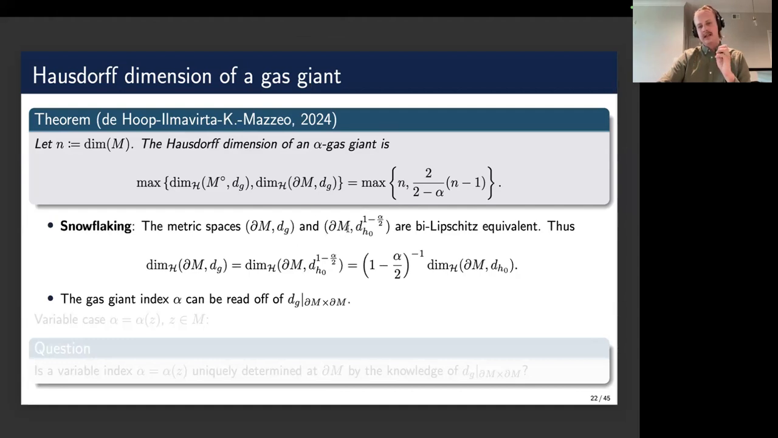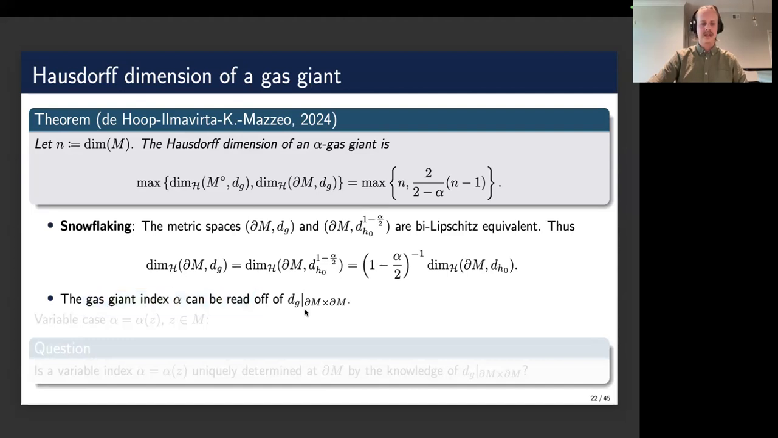And now this is a simple computation using the previous lemma. Our previous lemma states that these two metric spaces will be Lipschitz equivalent. Thus, they have the same Hausdorff dimension. And then there's this so-called snowflaking type of thing, that the Hausdorff dimension of a metric raised to some power, you can just flip the power to the front and put a -1 power there, and get the Hausdorff dimension of the metric not raised to a power. And then this will be equal to n-1 since h0 is a standard Riemannian metric on the boundary.